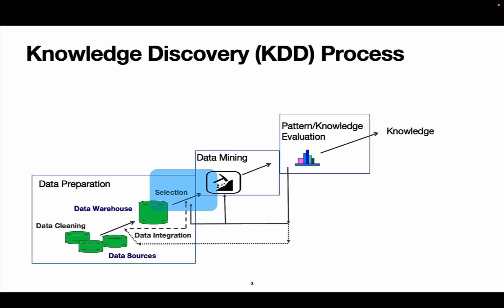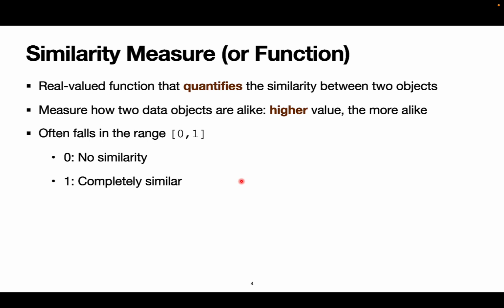In the knowledge discovery in databases, or KDD process, proximity measures play an important role in the selection process. In other words, the data needs to be pre-processed in order to apply data mining algorithms like clustering, classification, and pattern recognition. A similarity measure or a similarity function is a function that takes two objects and typically gives a value between 0 and 1. 0 is no similarity, and 1 is completely similar.